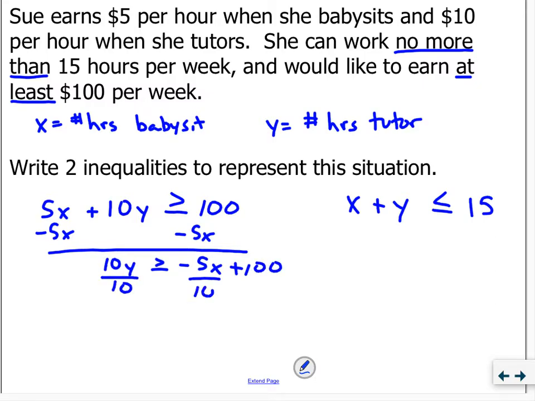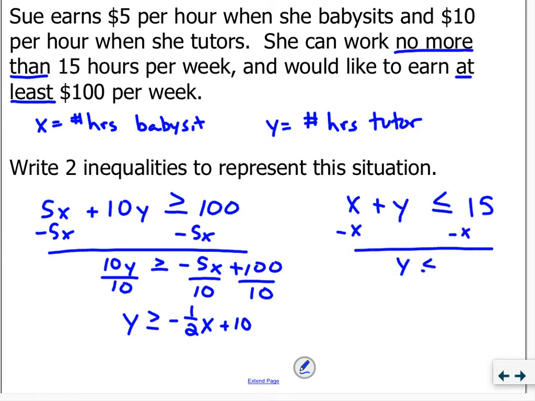Let's divide by 10. So we get y is greater than or equal to negative 5 over 10, which reduces to 1/2, x, plus 100 divided by 10, which is 10. So there's our first inequality that we're going to graph. The next one's a little easier to solve: y is less than or equal to negative x plus 15. For this one, our slope is negative 1 and our y-intercept is 15. For the other one, our slope is negative 1/2 and our y-intercept is 10. Let's go graph those.